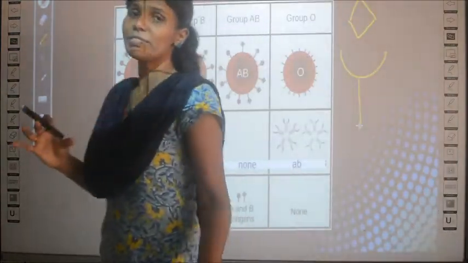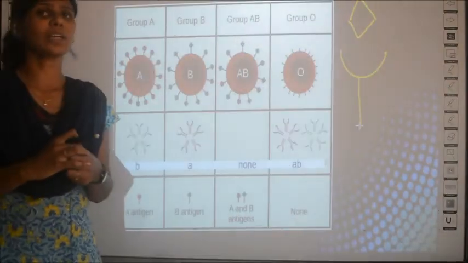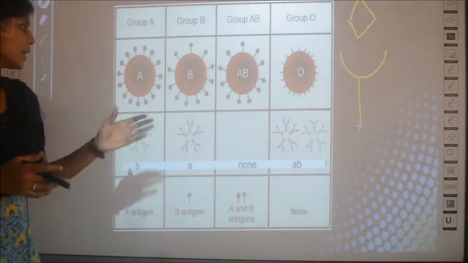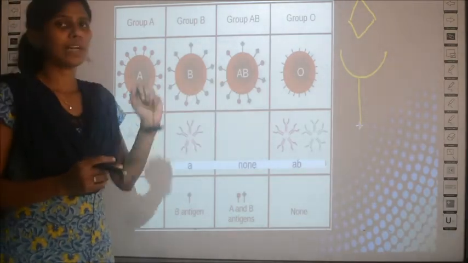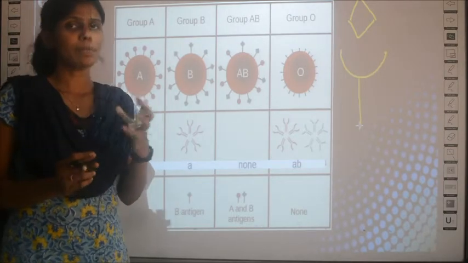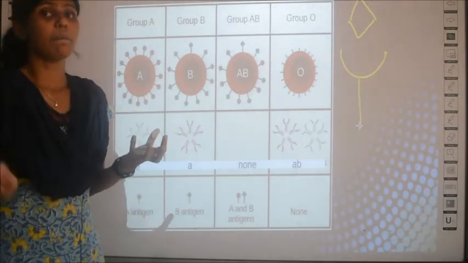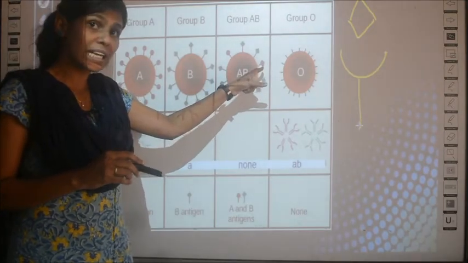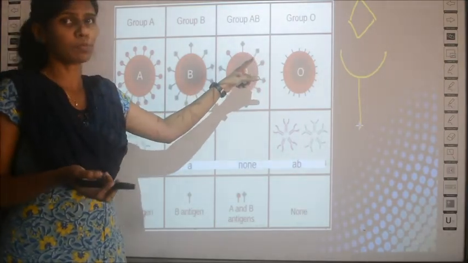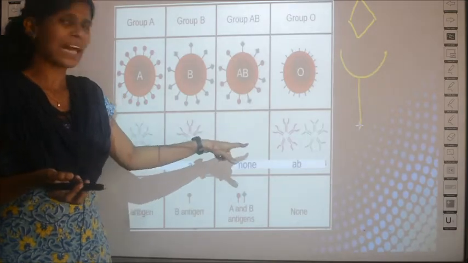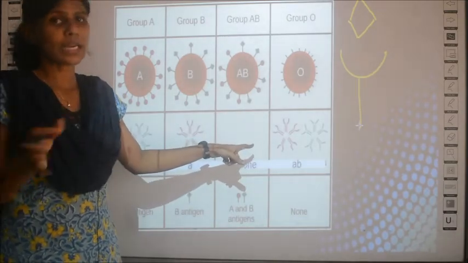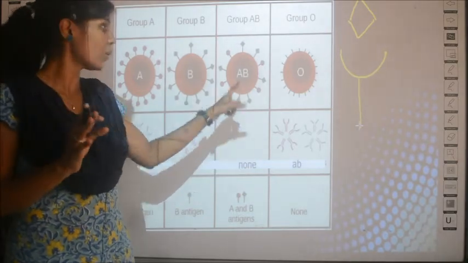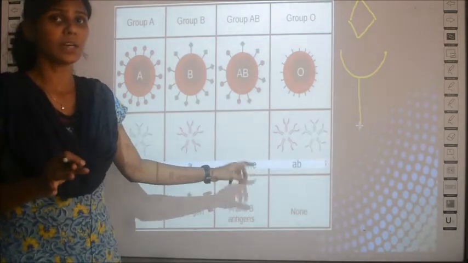Clear? Only if they act like a lock and key, if they fit together, only then will there be blood clot. Clear? And what about AB blood group people? A person with AB blood group will have both the antigens. See, antigen A also this person has, antigen B also this person has. But in the plasma, there is no antibody at all. If there is going to be any one of the two antibodies, then what will happen?